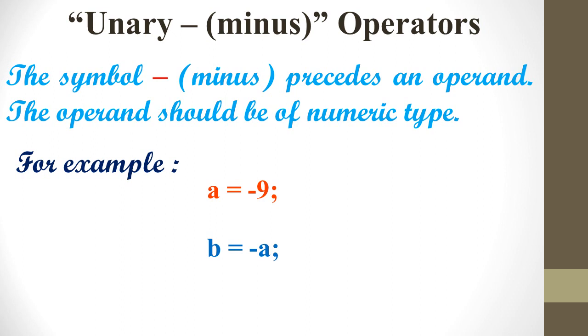Suppose here A equal to minus 9. So the value of B equal to minus and minus 9. So minus minus is plus. So plus 9 will be stored in B.